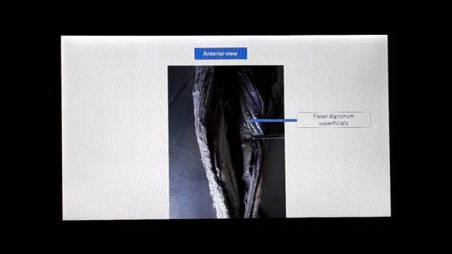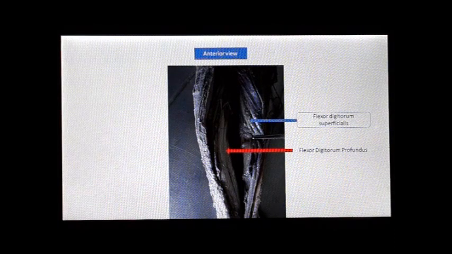This is also a picture showing palmaris longus running superficial to flexor retinaculum. This is front of forearm again, showing a deeper muscle which is called flexor digitorum profundus. To see this, we have to reflect flexor digitorum superficialis. So first, flexor digitorum profundus here.